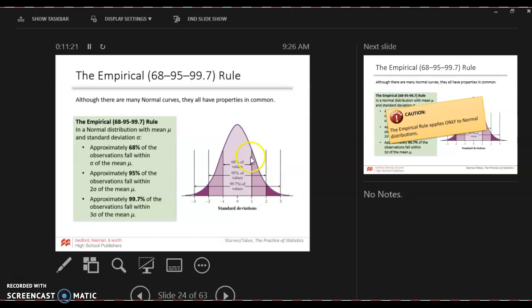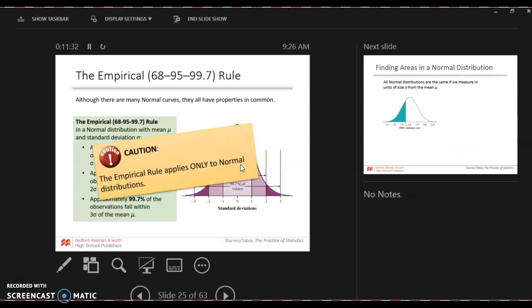So the empirical rule, again, gives percentages that aren't exact. We'll find the exact ones tomorrow in the second part of lesson 2.2. But they are approximations. And one last little thing: they only apply to normal distributions. So you can't apply this to some distribution that's skewed or some distribution that's uniform. This applies to things that are normal.